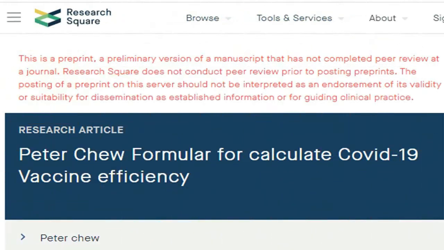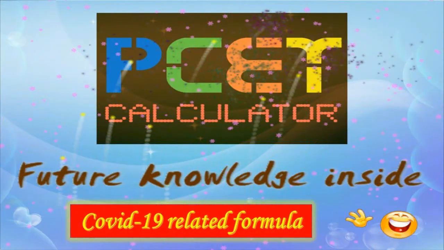Preprint study: Chew formula for calculating COVID-19 vaccine efficiency. Create a new simple formula for calculating the efficiency of the COVID-19 vaccine. Based on considerations, some members of the public have very weak computing power or do not have enough time to perform calculations. Therefore, the new Chew formula needs to be applied to the PCET Calculator version 2.